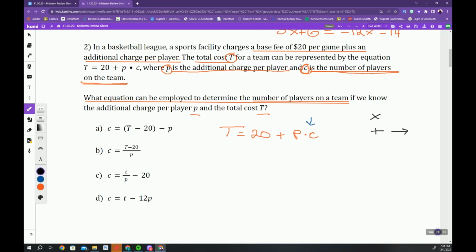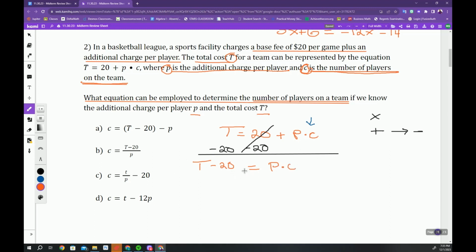The first thing we're going to do is the inverse of addition, and we're going to subtract. We want to subtract this 20 and get it away from that C. So subtract 20 to this side. What you do to one side, you must do to the other. Now we cannot combine T and negative 20 because we don't know the value of T. So on the left side, we have T minus 20 is equal to P times C. Or you could also just say PC. You don't have to put the letter.